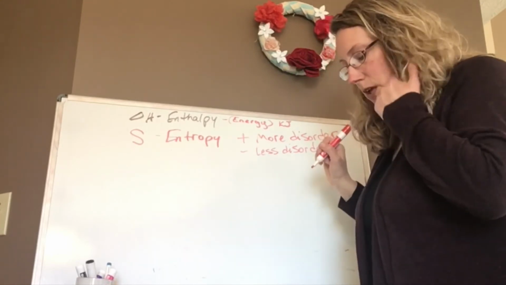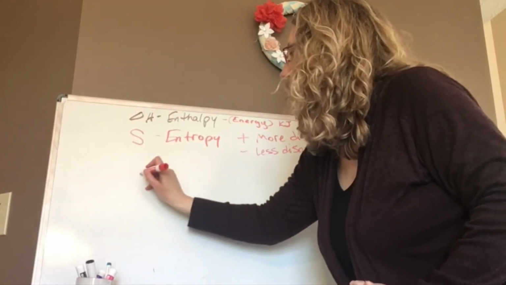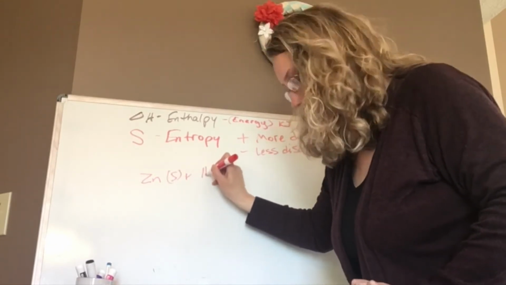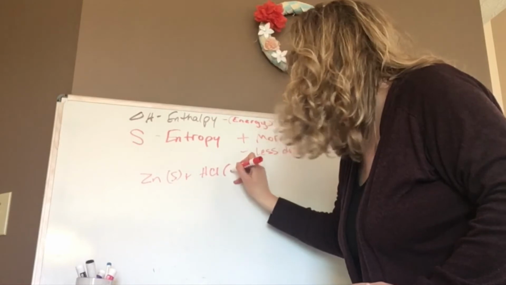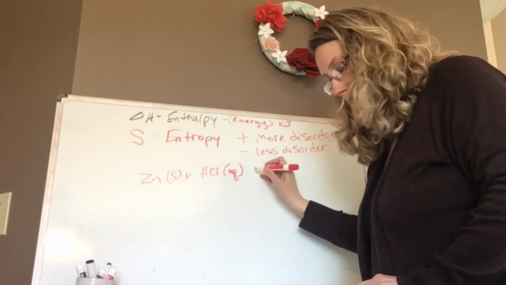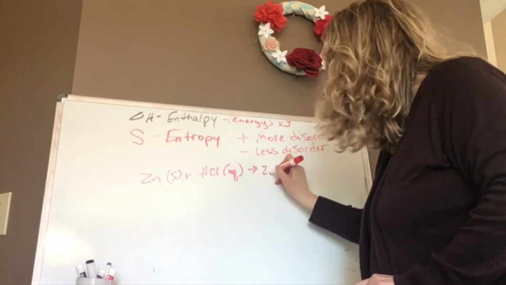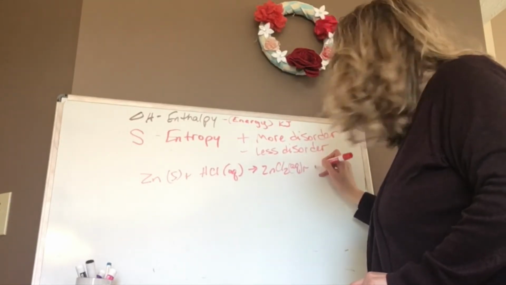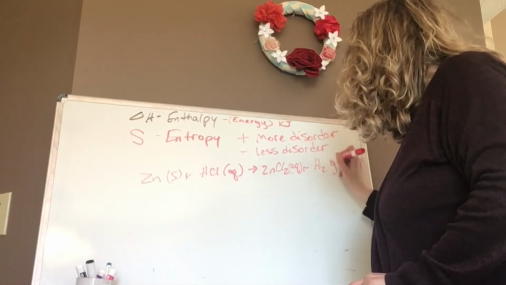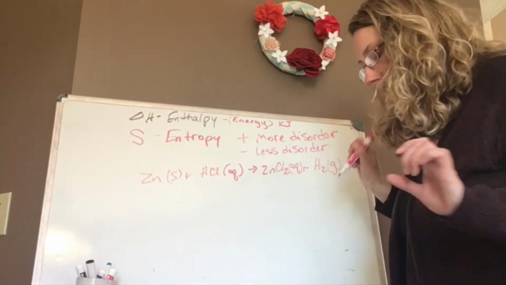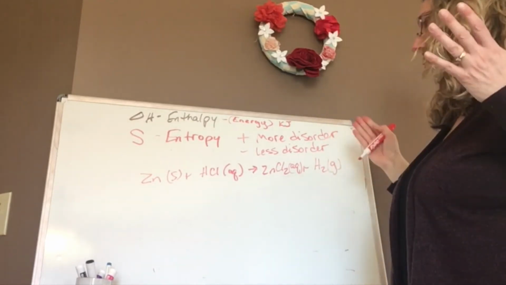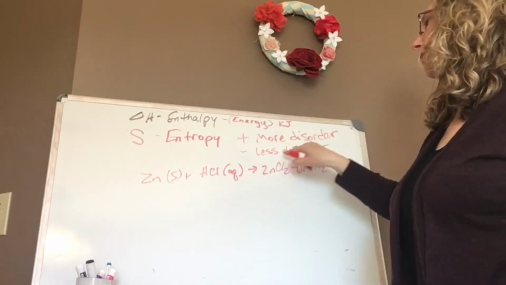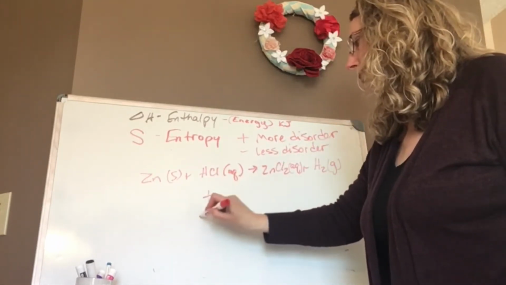Okay, so let's look at example 13.6. If I have zinc, a solid, plus HCl, hydrochloric acid, which is aqueous, so kind of a liquid, it turns into zinc chloride, which is aqueous, and hydrogen gas. They say, for the reaction below, determine the sign of ΔS. So is it going to more disorder or less disorder? They just want you to do a plus or a minus.